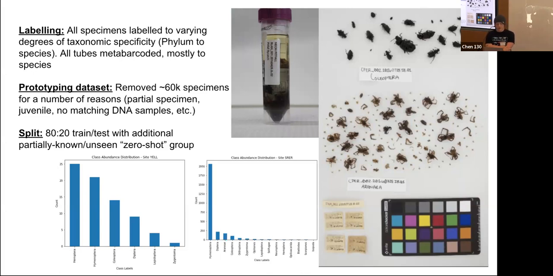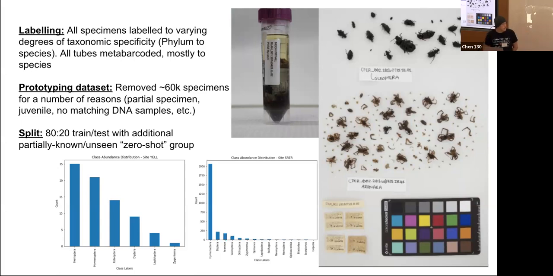The split for my data set right now is an 80-20 train-test, and then additionally possibly doing what I call zero shot. I feel like there's a few different definitions of exactly what zero shot is, but it's re-including some of either the removed specimens that were not abundant enough to be included in the training data set, or even some that are at too high of a taxonomic level to be included, and trying to classify those to some sort of partially known group, a higher level group. I don't want to get into the weeds of it too much, but yeah, do something like that.